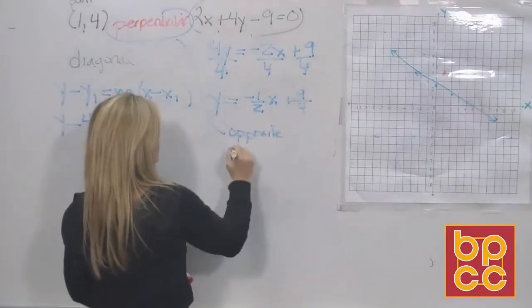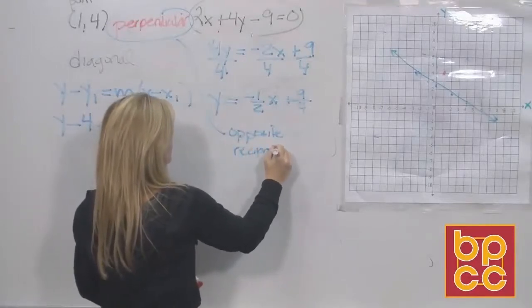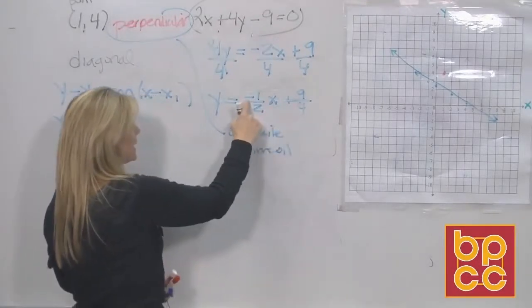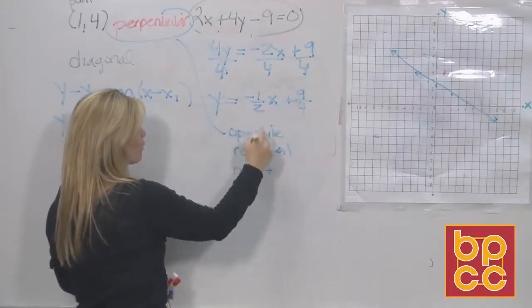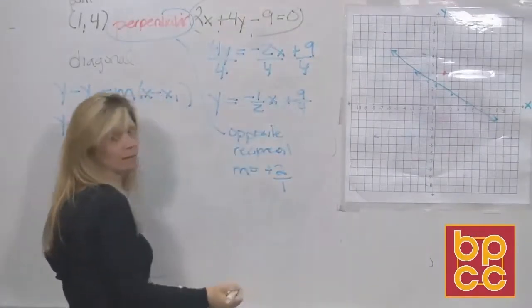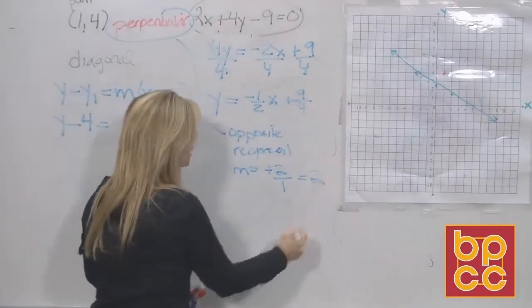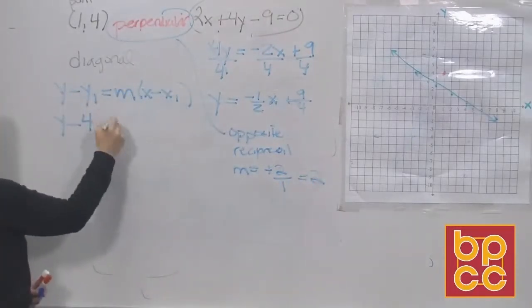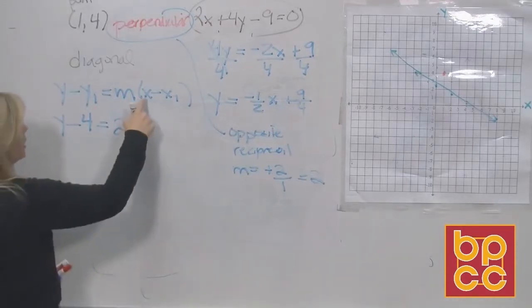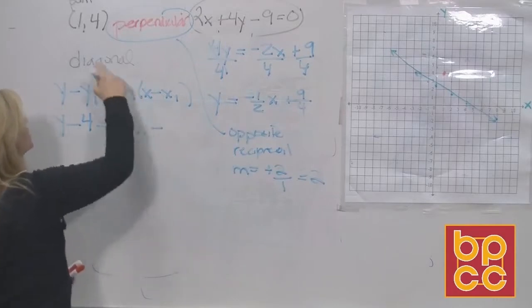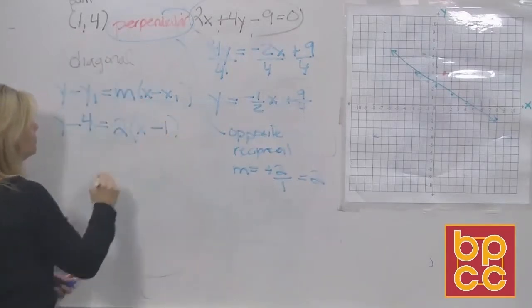Opposite reciprocal. And the opposite of being negative would be positive. And the reciprocal of 1 over 2 is 2 over 1. And we all know 2 over 1 is just 2. And that's how I know what my M is. If lines are perpendicular, they don't use the same number for slope, they use the opposite reciprocal. Then we write x minus, and there's my x value, 1.